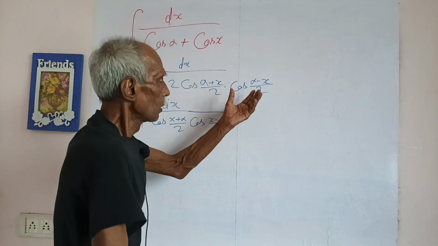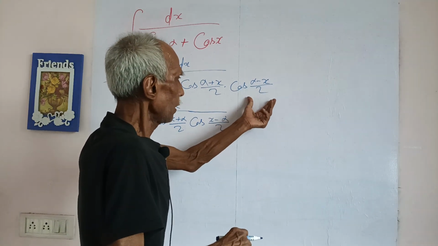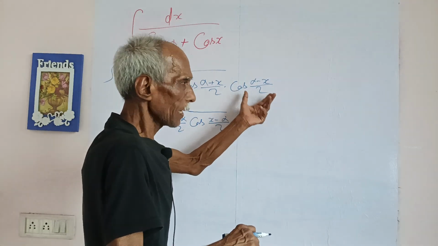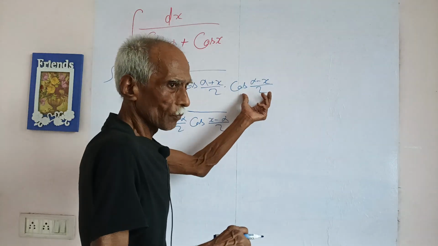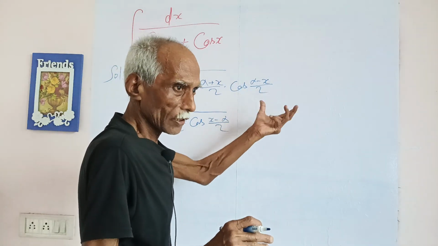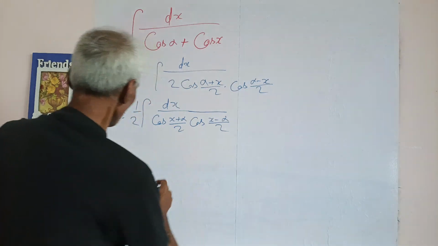We know if you change this part as x minus alpha, then it will be minus, in bracket, x minus alpha. And we know cos of minus theta is equal to cos theta. So write here as cos (x minus alpha) by 2.